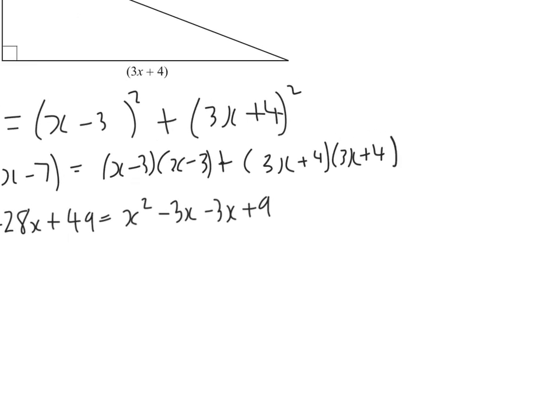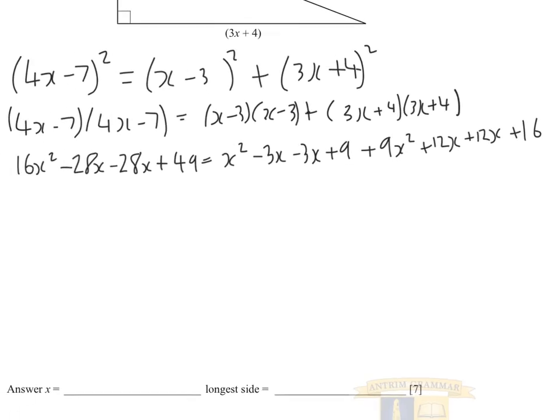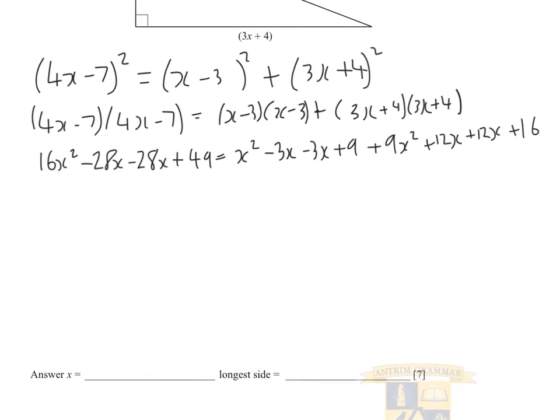And then the final bracket: 3x times 3x is 9x squared. 3x times 4 is 12x, and again another 12x, and then 4 times 4 is 16. Probably best simplifying the left and the right before we go any further, because there's just a lot going on.